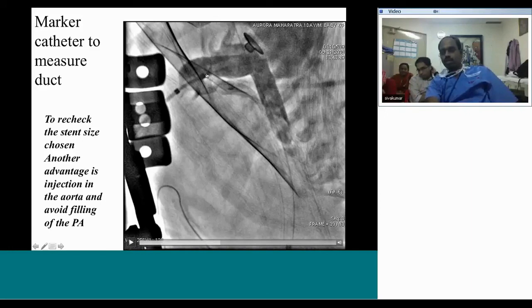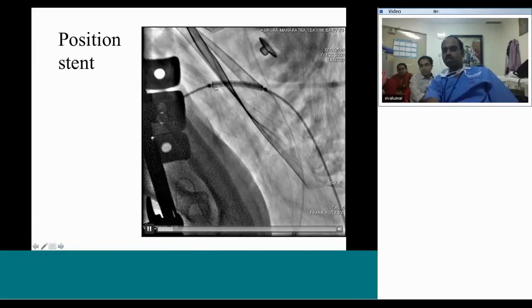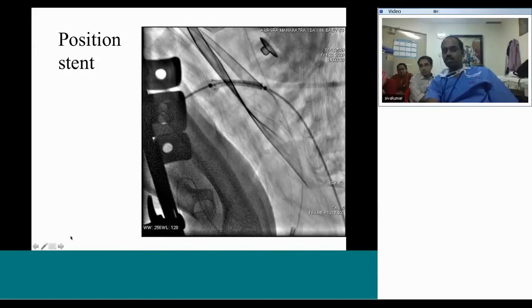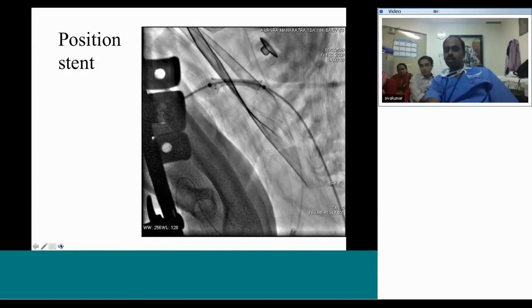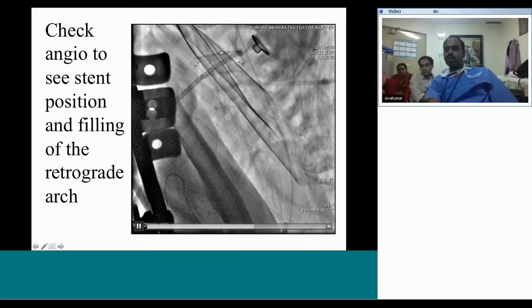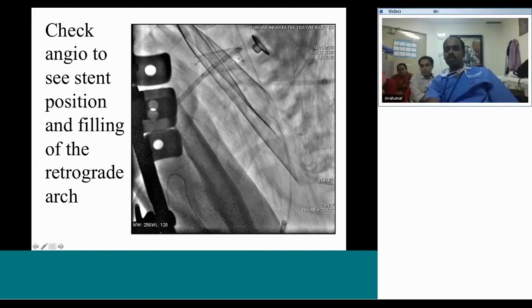So now this is the ductal length from this point to this point. Add 3 millimeter here, 3 millimeter here. That is the stent length. This is the ductal diameter. Add 2 millimeter more, that is the ductal stent diameter, because you need to fill it. The next step will be to put in the stent, position the stent, dilate the stent. And once the stent is deployed, then you check angiogram. So this is the check angiogram, and now the entire ductus is stented.